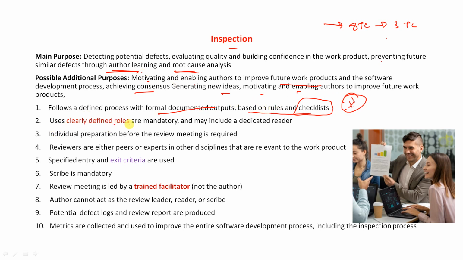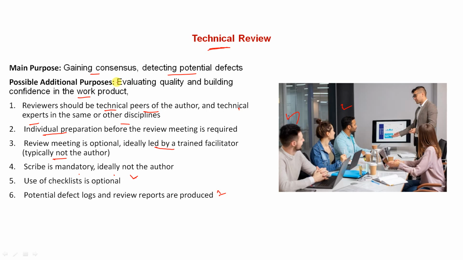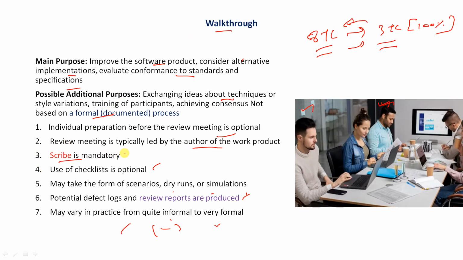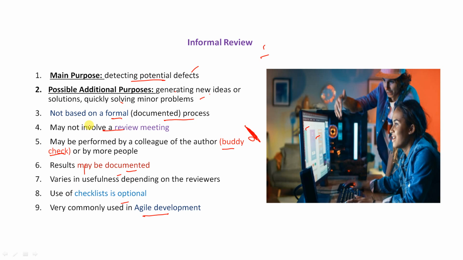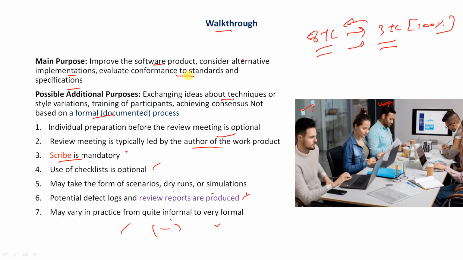Clearly defined roles are mandatory and may include a dedicated reader. Individual preparation before the review meeting is required. Again, this is also required. Reviewers are either peers or experts in other disciplines that are relevant to the work product. Specified entry and exit criteria are used. Scribe is mandatory, so scribe is mandatory in this as well as the previous one. And in this one, walkthrough is optional. Oh sorry, walkthrough is also mandatory. Only the informal review is not required. In the informal review, there is no meeting at all, right?